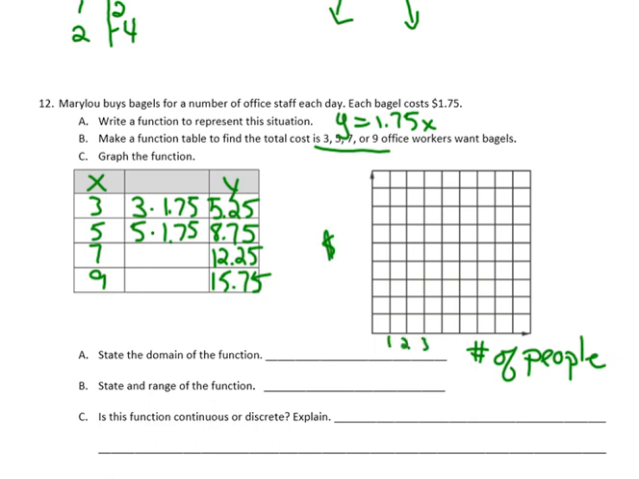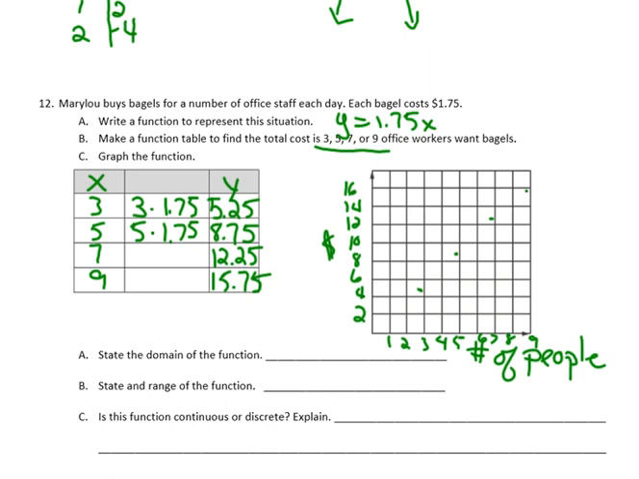I went by 1s on the bottom and I went by 2s on the side. So we had 3 and 525, so that's about there. We had 5 and 875, 7 and 1225, 9, 1575. Now, I cannot connect those.